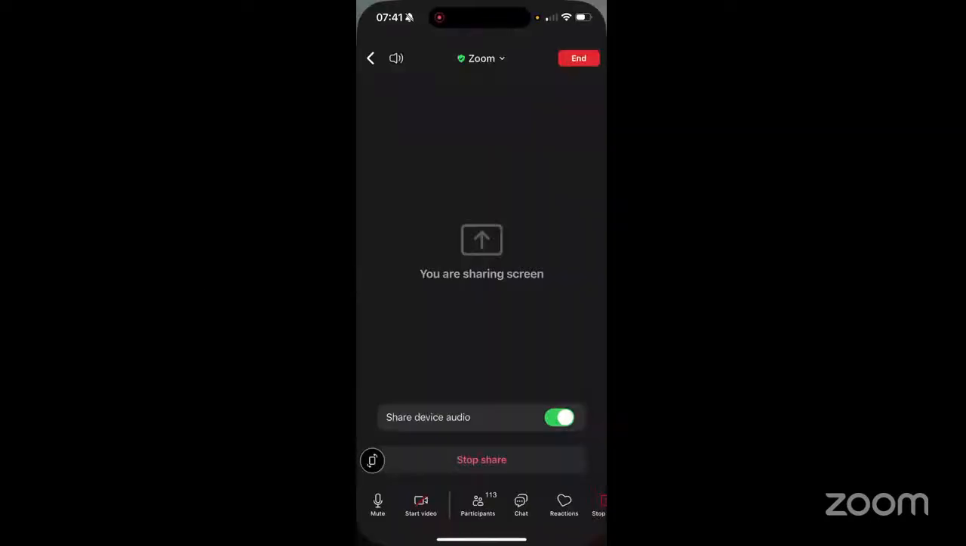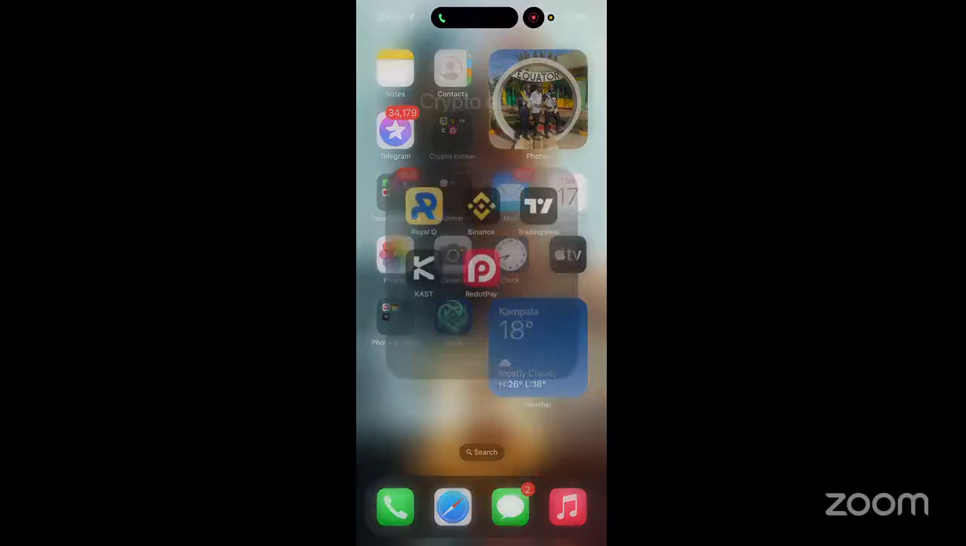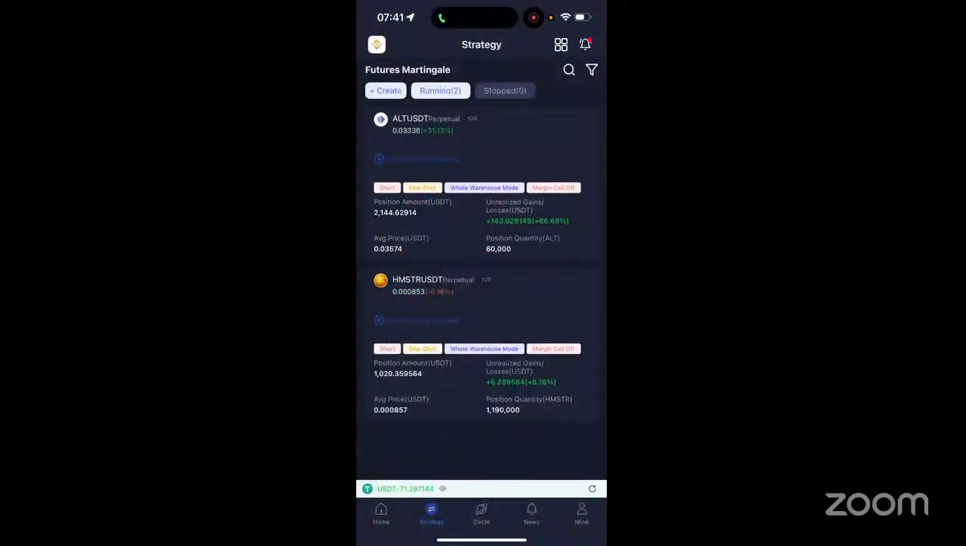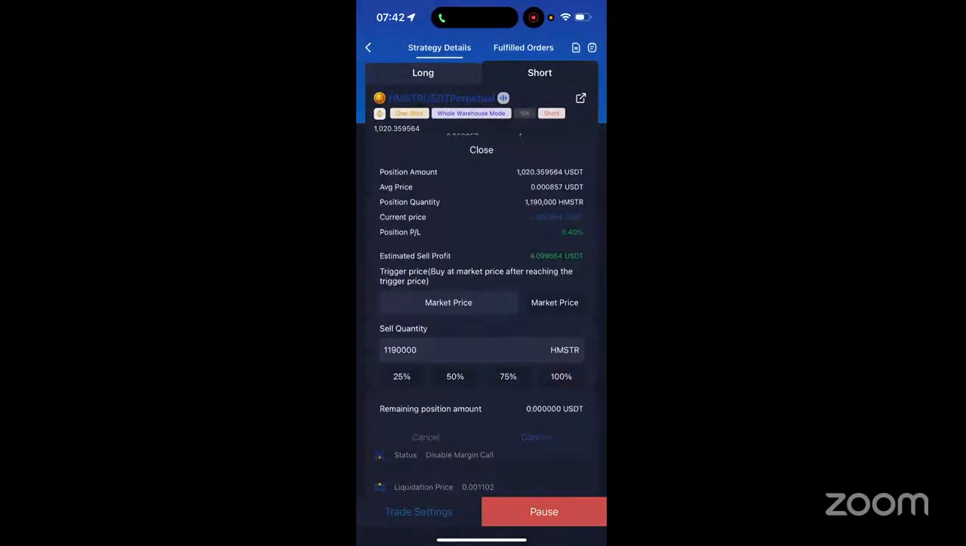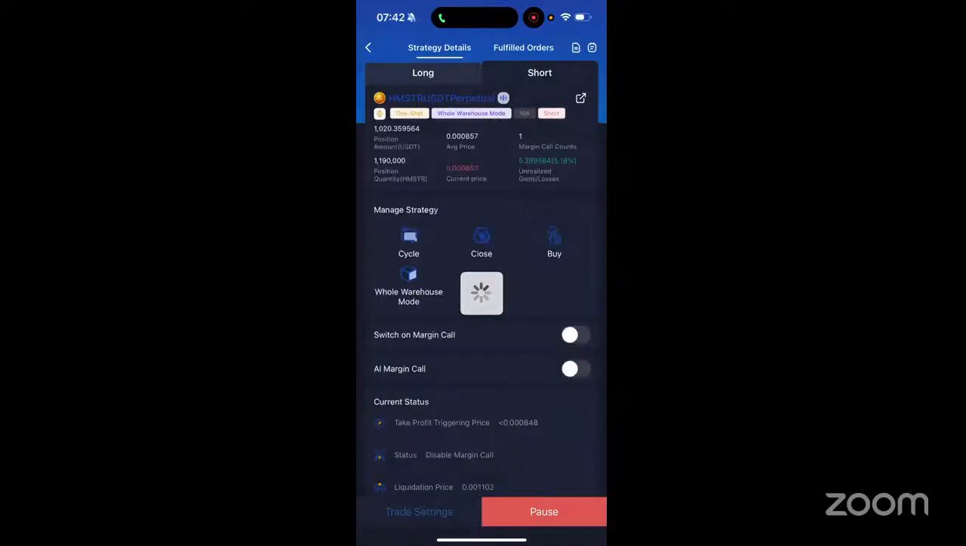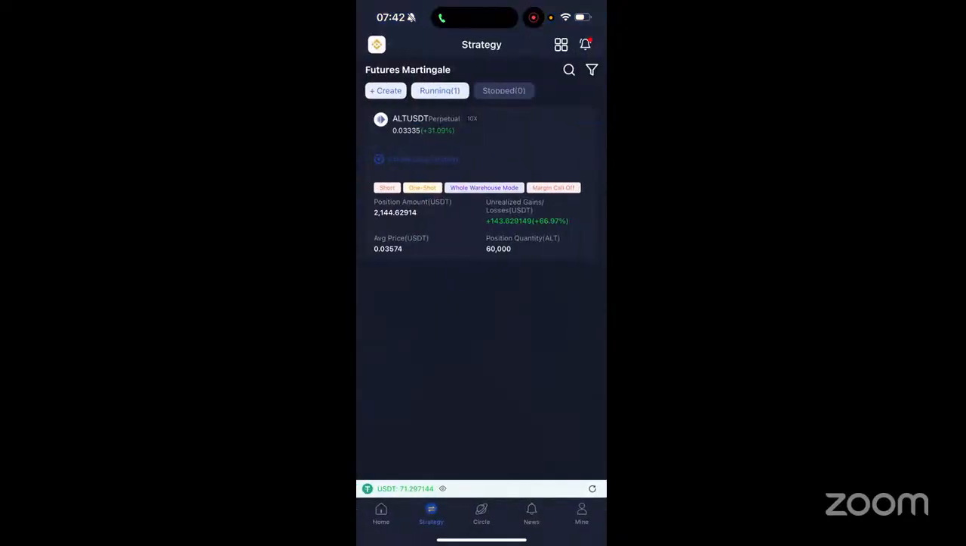So I'll share my screen. If my screen is visible, let me know. I'm running a few trades, but I think I'll close one. Let me first close this one. Let me close one, and I remain with only this one on the display. Okay, so this is one trade.